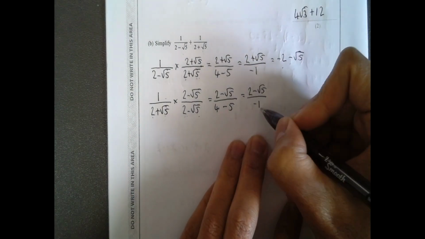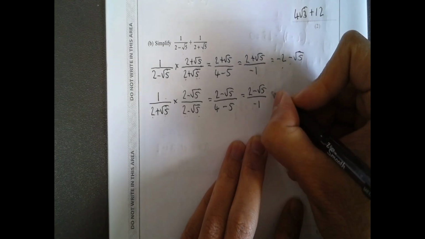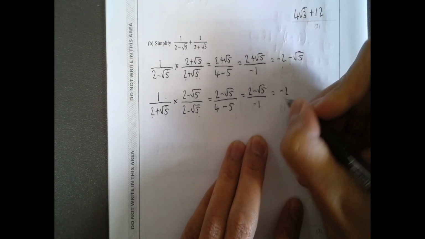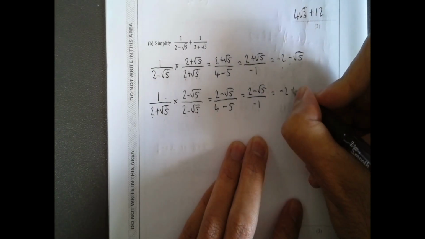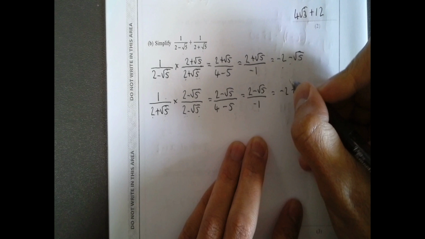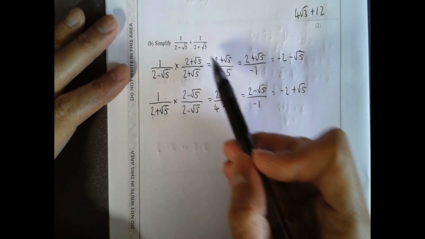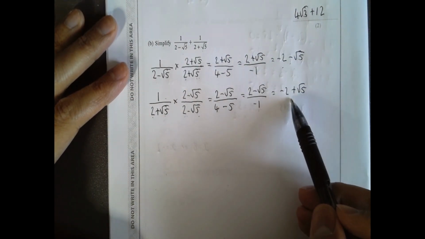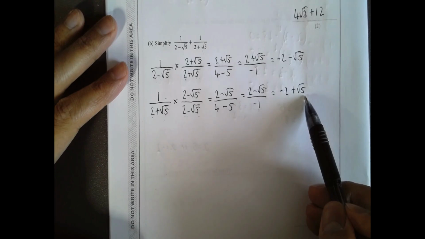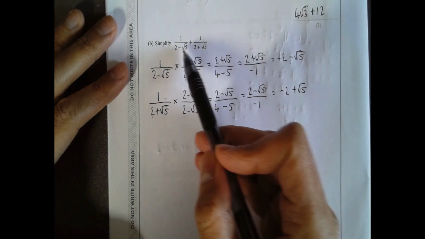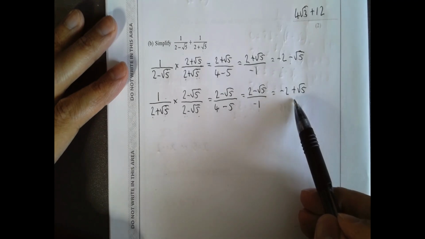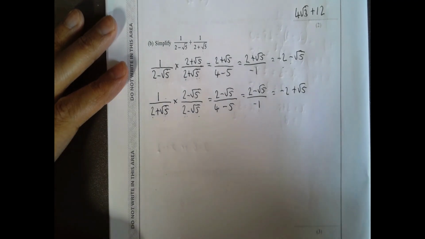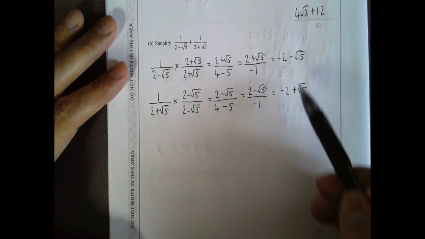And like I did before, I'm going to divide each of these by negative 1. So 2 divided by negative 1 is negative 2. This time I've got a negative root 5 divided by a negative 1, and that's going to give me a positive root 5. So this is going to be plus root 5. Okay, so this one has simplified to negative 2 plus root 5. So they're both representing the same thing, but we've just written them with rational denominators, which in this case just worked out to be 1, so there's no denominator.